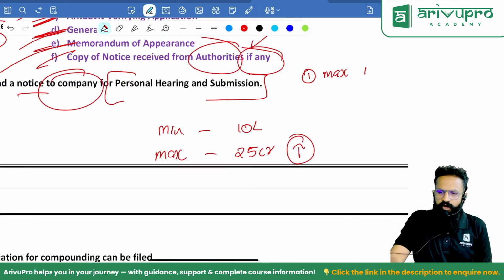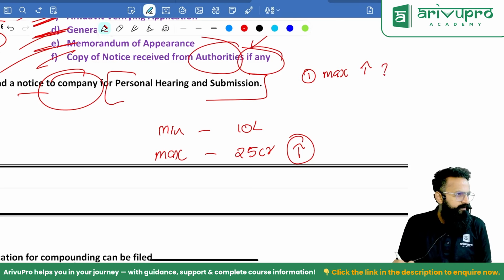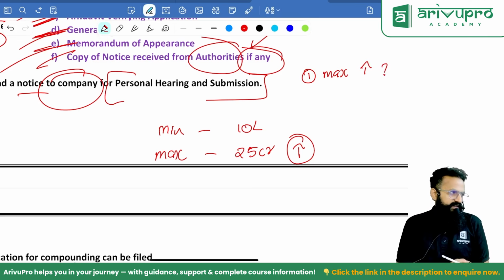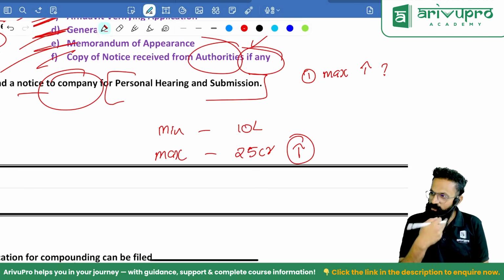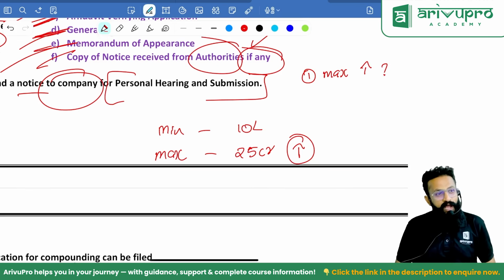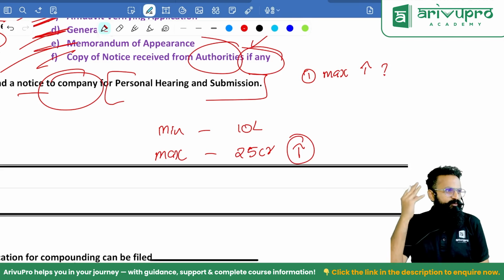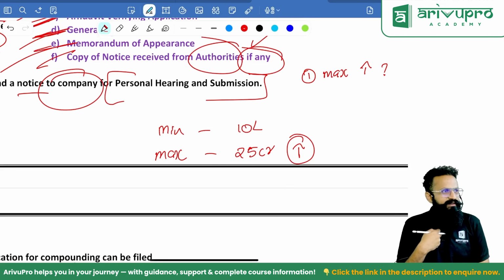Can we go beyond maximum? Is this allowed? First of all, tell this answer only. Is it possible? No. Why? Section itself says maximum, sir. If I'm caught also, that is what I need to pay. Now I am only coming and helping everything, and you are saying that I'll levy a penalty of more than 25 crore. Am I mad? So more than maximum is not allowed.